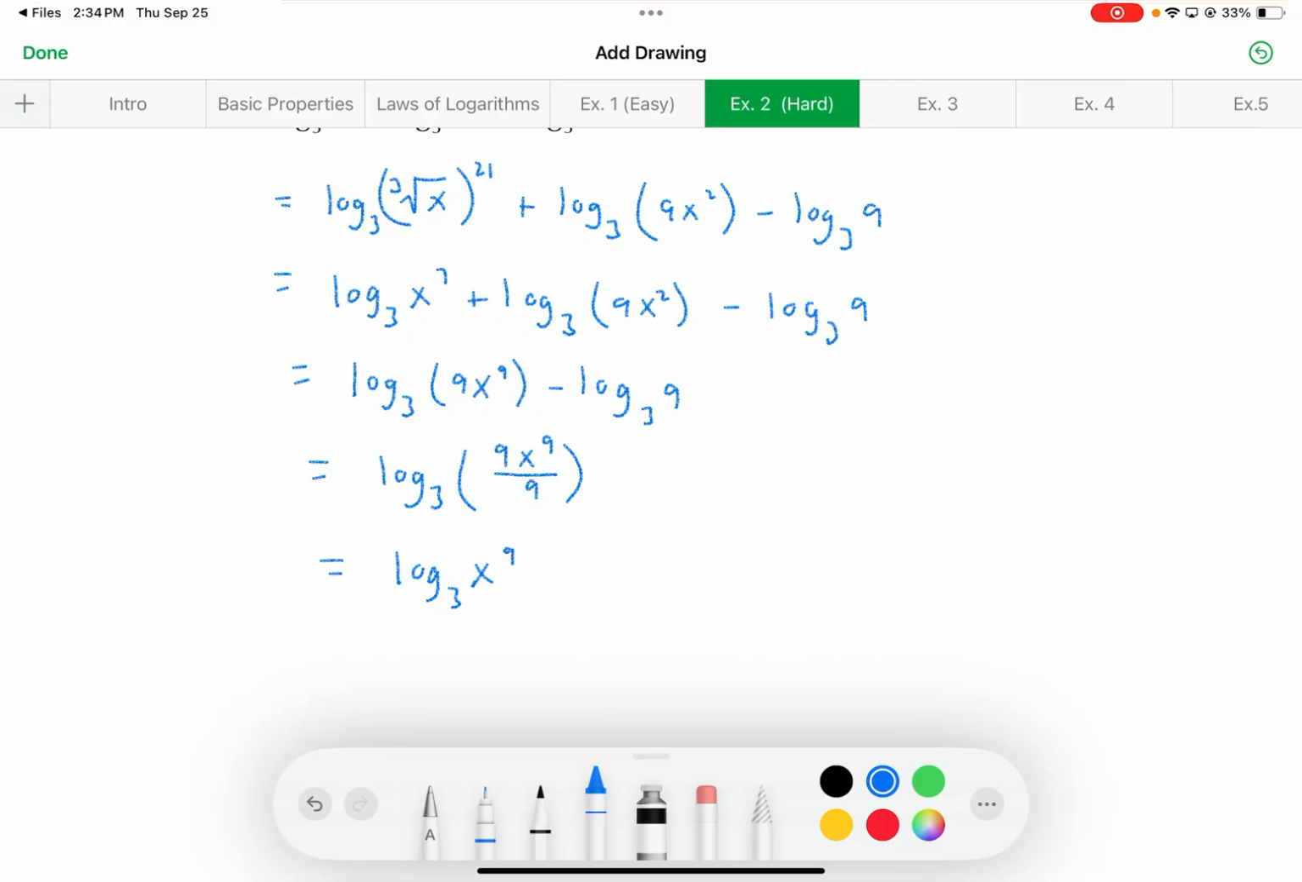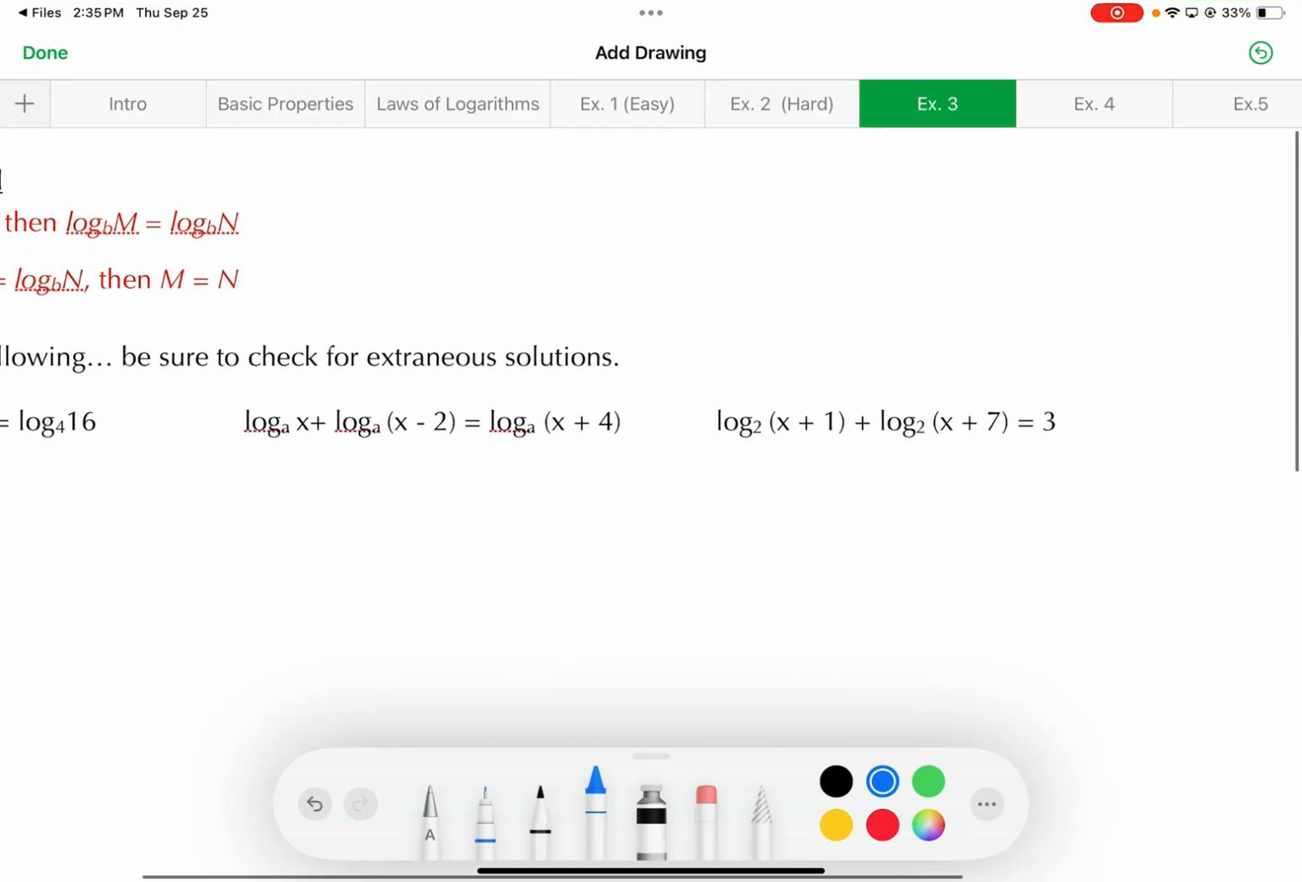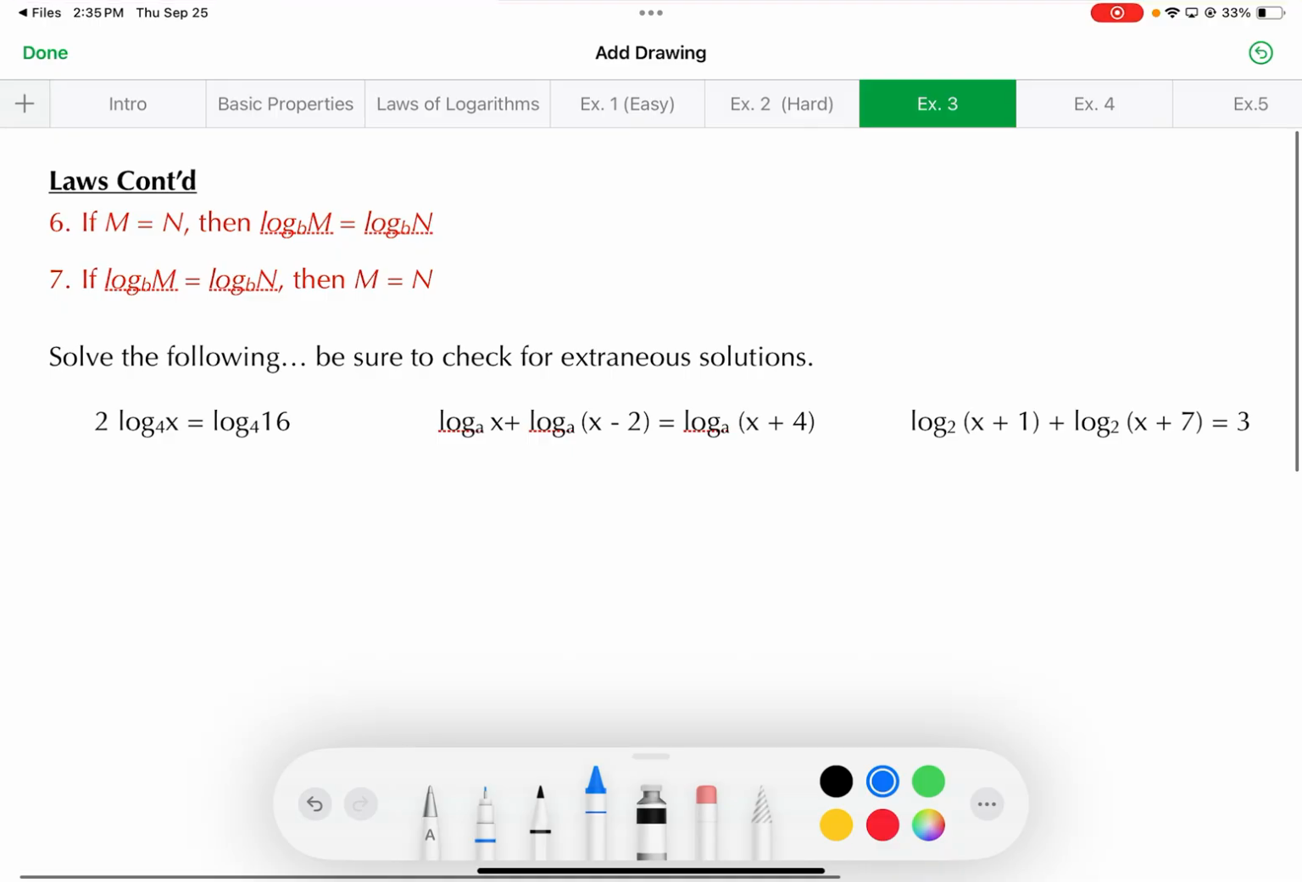Questions on either of those examples? Won't get much more sophisticated than those two. All right, well, let's try to get at least part of example 3 in here. Okay, so a couple more laws or properties here.